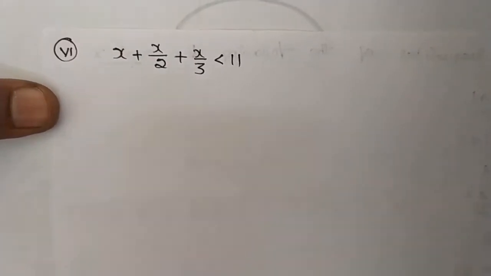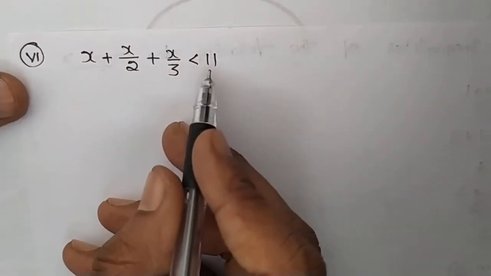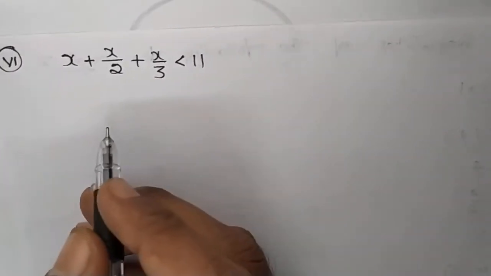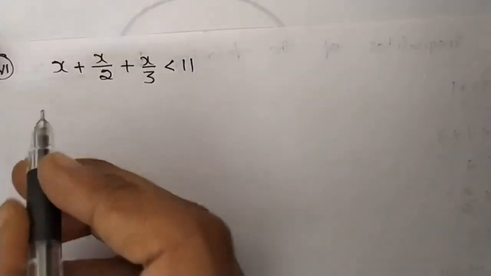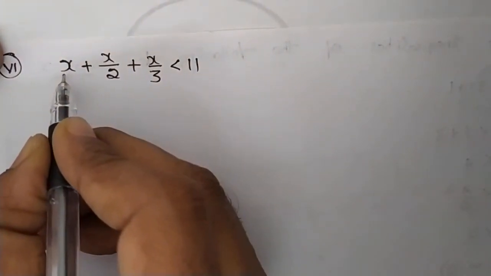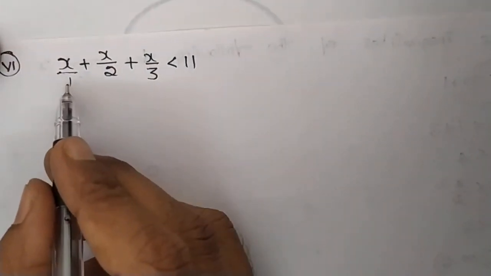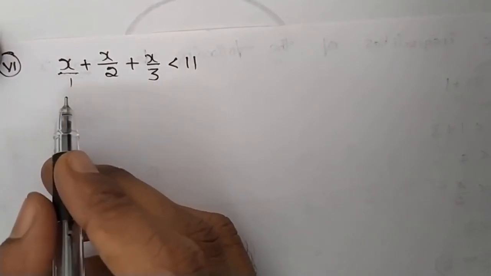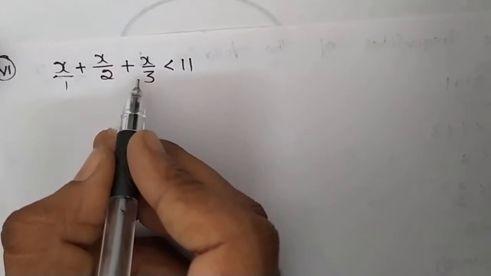Sixth question, x plus x by 2 plus x by 3 is less than 11. Now we are going to find its solution set. In the denominator of x there will be 1. Nothing in the denominator is nothing but 1. So x by 1 plus x by 2 plus x by 3.